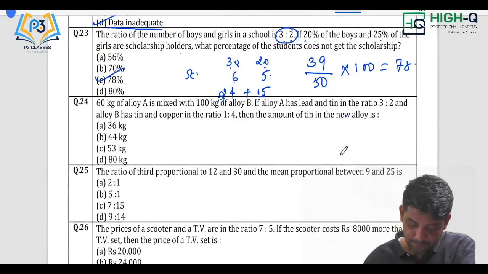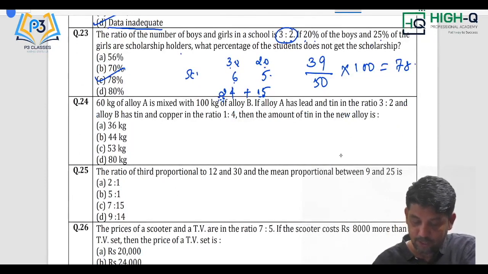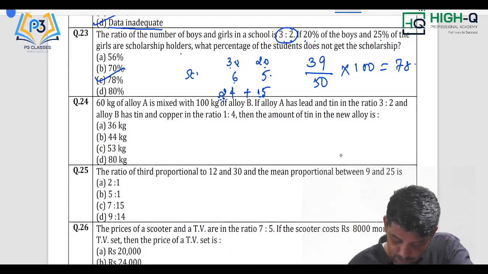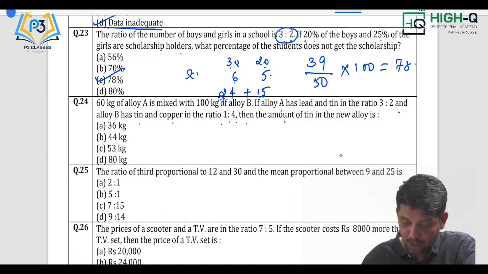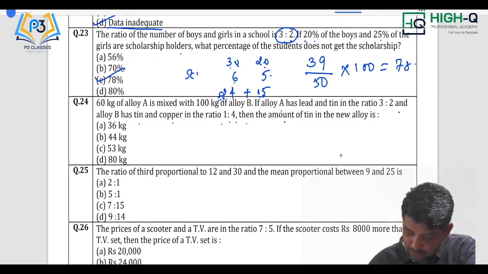Next step, 24th sum. What is the 24th sum? Carefully listen here, my dear. 60 kg of alloy A is mixed with 100 kg of alloy B. If alloy A has lead and tin in the ratio 3:2 and alloy B has tin and copper in the ratio 1:4, then the amount of tin in the new alloy is, okay. So actually this is a very simple sum, my dear. What exactly happens? Look at this.